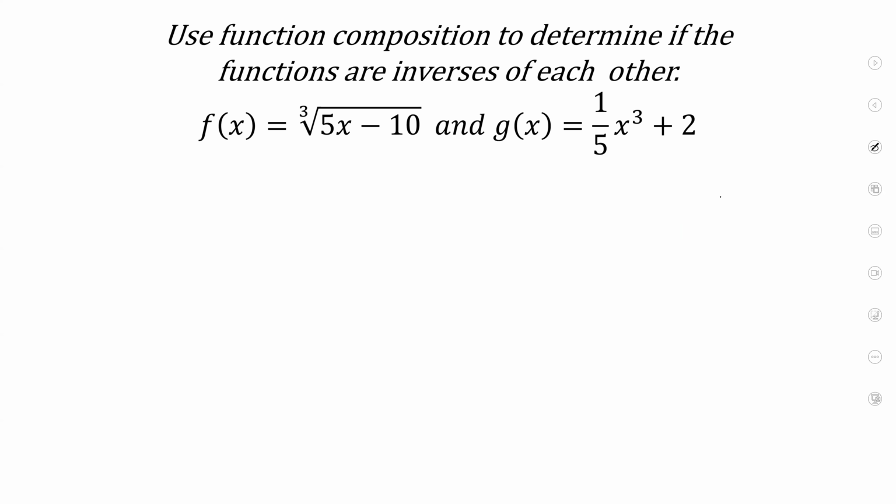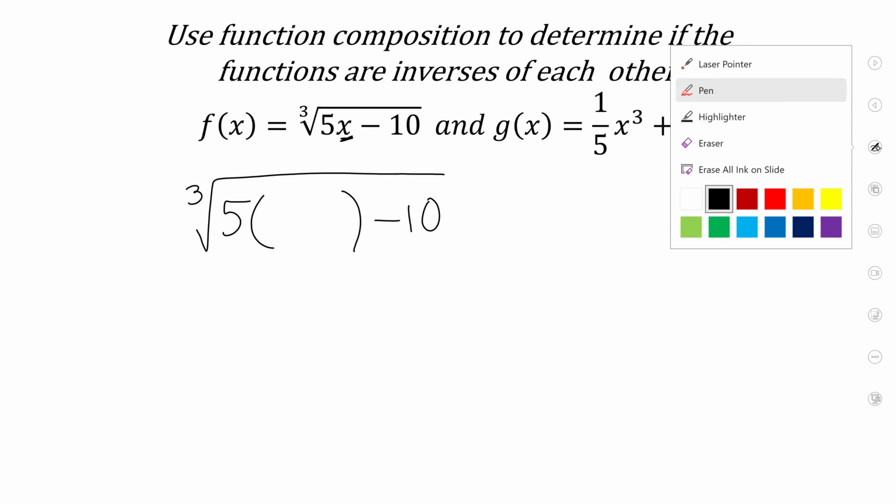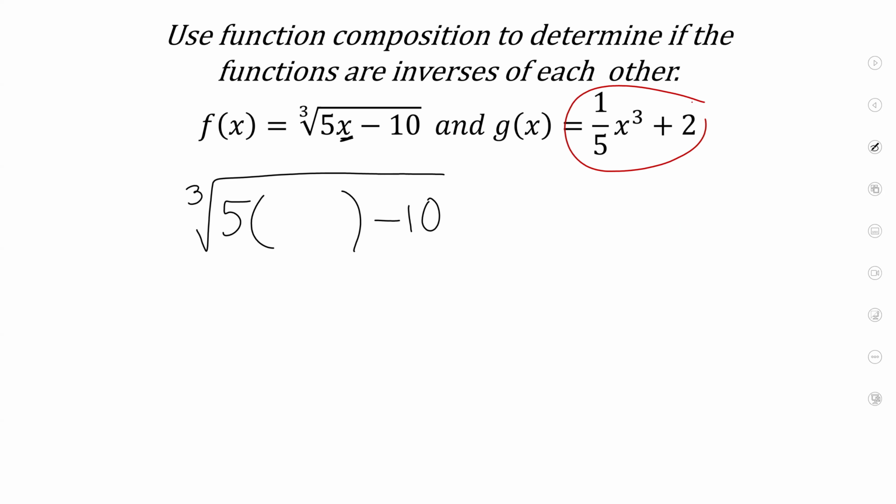So now we're going to use a composition to determine if the functions are inverses or not. So just like we did in the last part, I'm going to write one of them really big. I'm going to write f of x really big. I wrote f of x. Everyone write f of x on their page. Just don't write the x. Instead of the x, put parentheses. Now, I'm going to put the second equation into the first one. So write 1/5 x cubed plus 2. And we're going to simplify it.